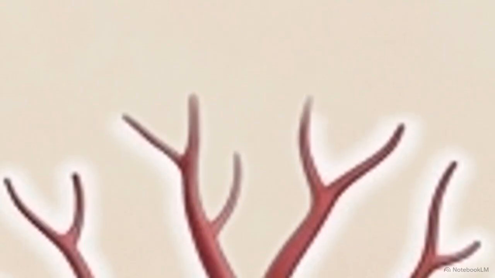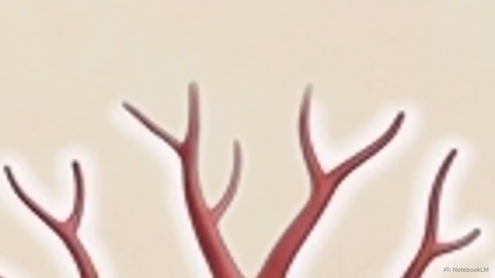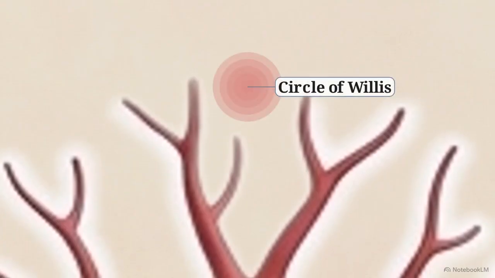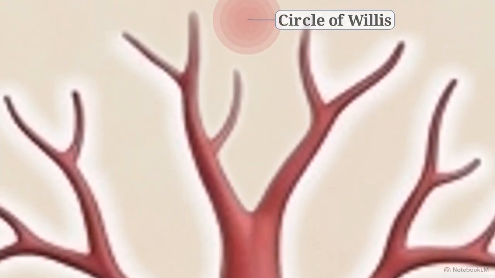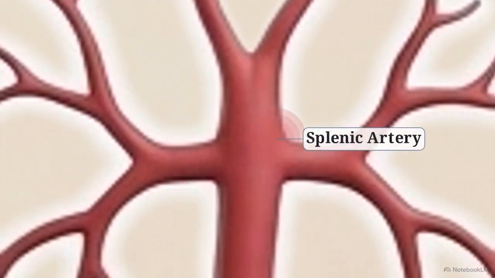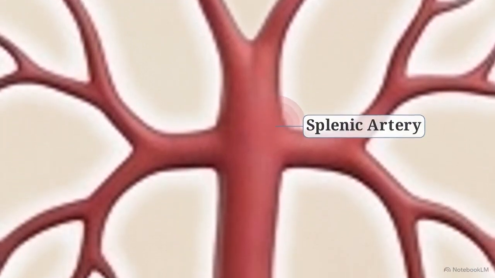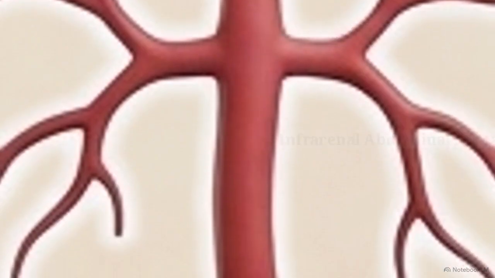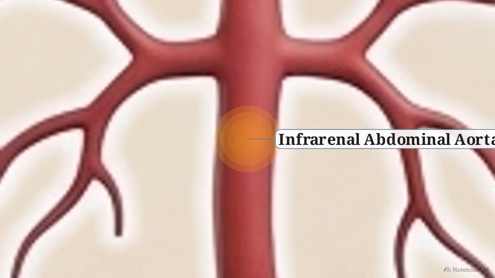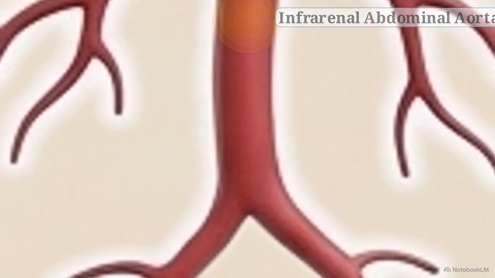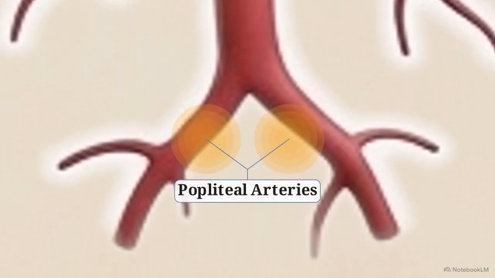Scanning the entire arterial tree reveals distinct geographic patterns of failure. The most common aneurysms overall occur here, in the brain's circle of Willis. In the visceral space, the splenic artery is the most frequent site. Moving down the body, the infrarenal abdominal aorta ranks as the most common extracranial site, and behind the knees, the popliteal artery takes the top spot for peripheral lesions.